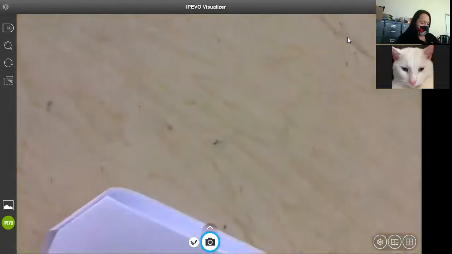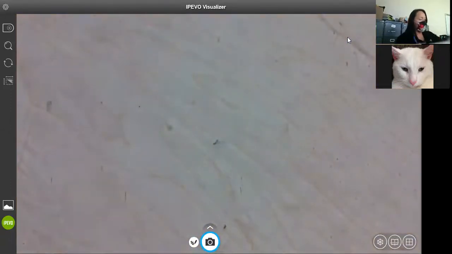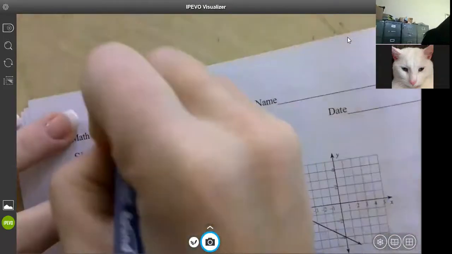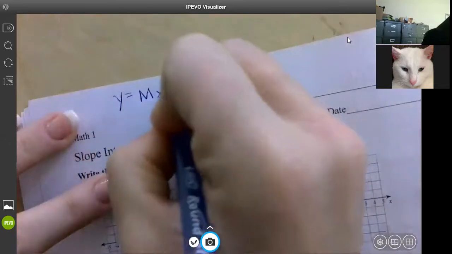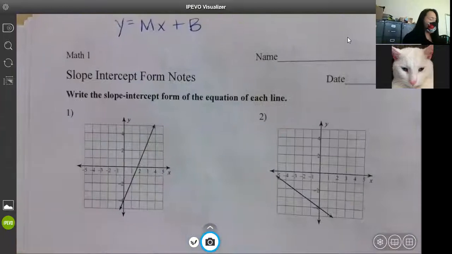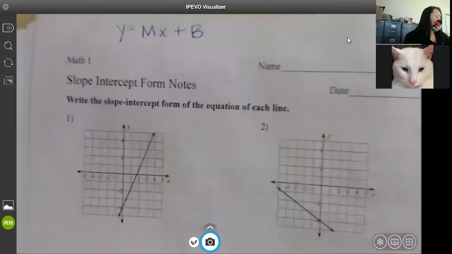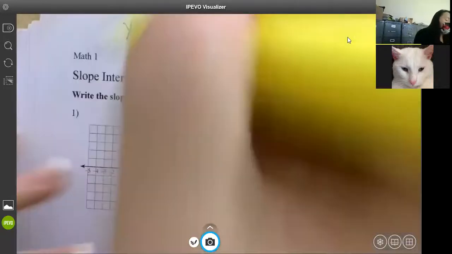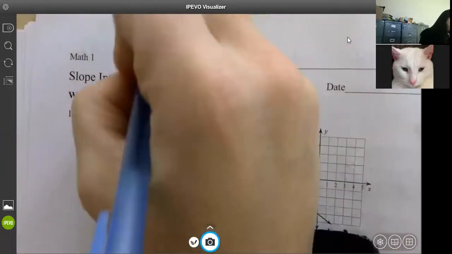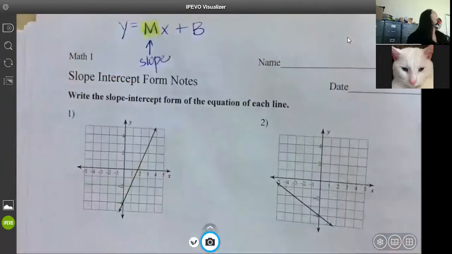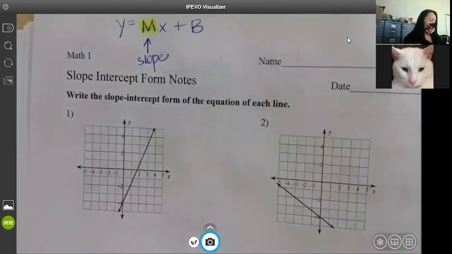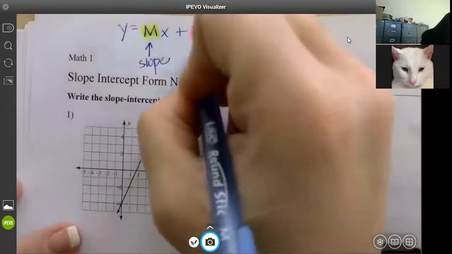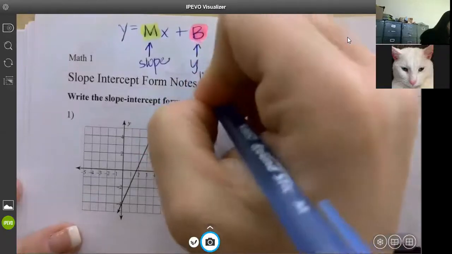Flip it over. New set of notes. Slope-intercept form notes. And slope-intercept form is y equals mx plus b. You have two things that you're going to plug in for. The first one is going to be for m, and we found that out yesterday. That was our slope. Remember I told you slope was m. And then you have b that you're going to plug in for, which is the y-intercept.